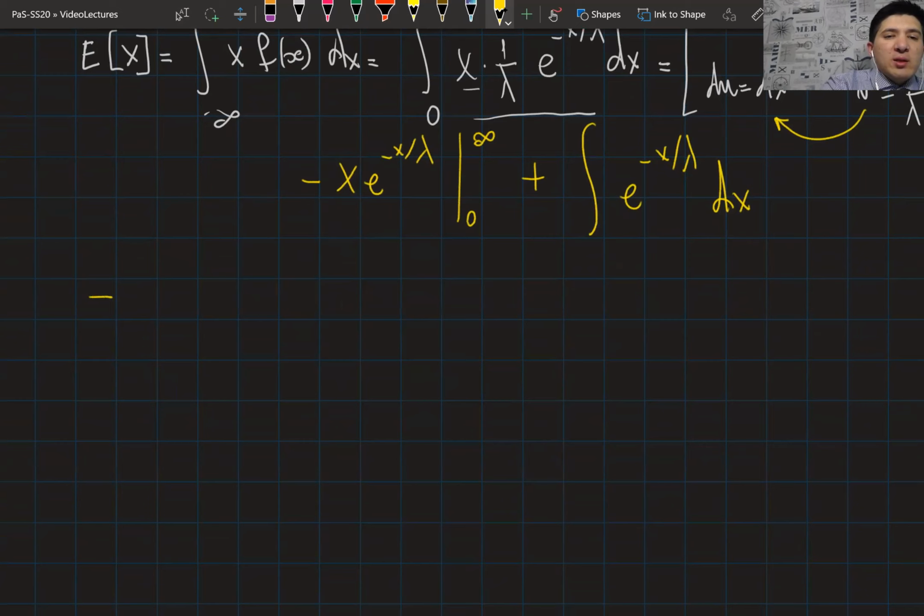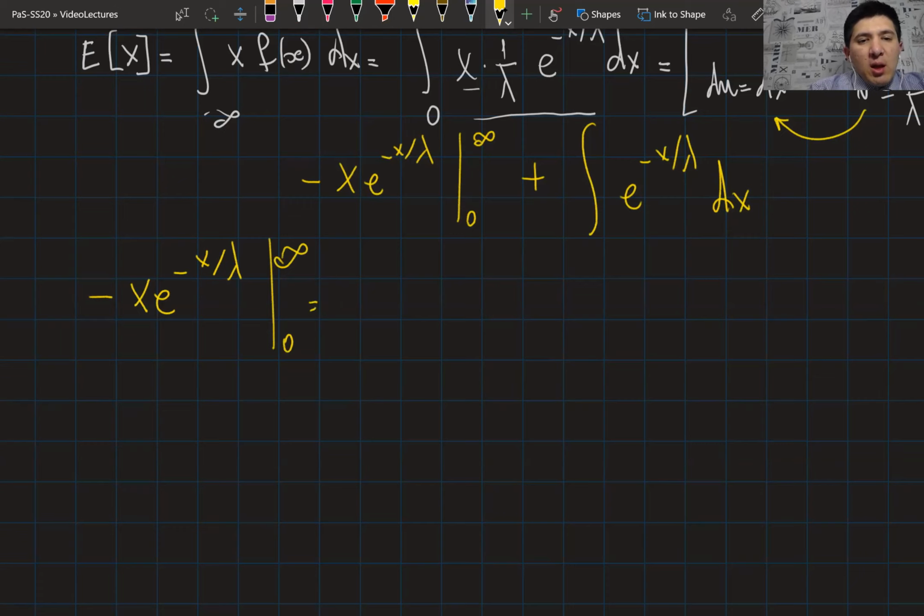So let's look at the first term in more detail. I would like to evaluate x e to the power of minus x over lambda at 0 and infinity. If you put in 0, it's simply 0, which is super clear, because this is minus 0 multiplied by e to the power of minus 0 over lambda. That exponential is equal to 1, because anything to the power 0 is 1, and it's multiplied by 0, so it gives you 0 plus.